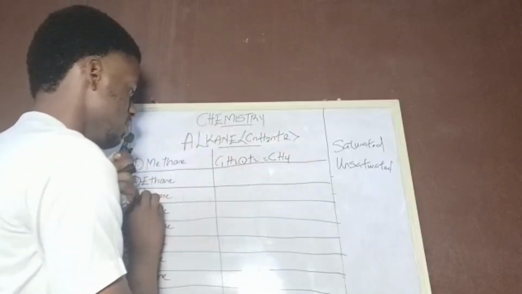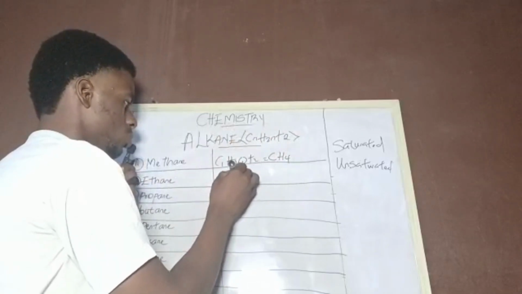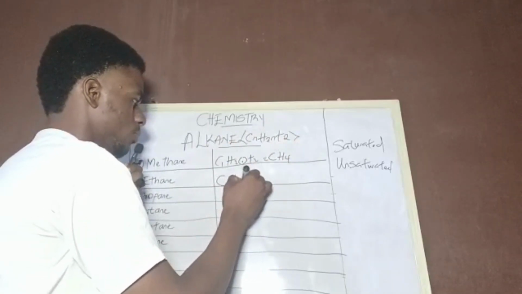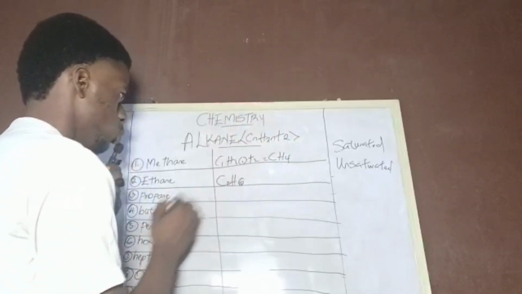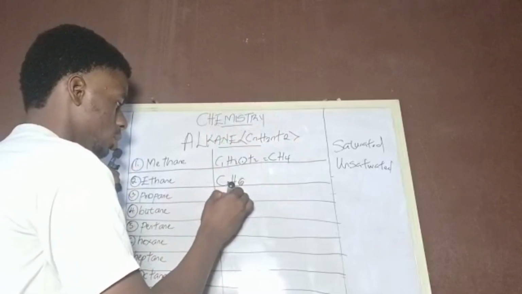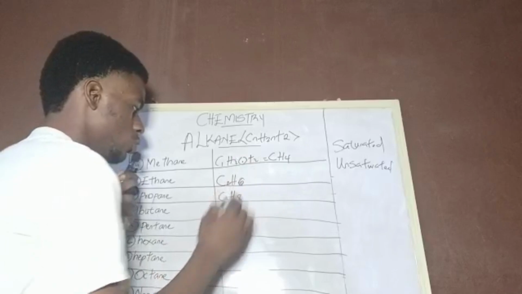Now we have ethane. Ethane is going to be 2. So we have C2, and H is 2 times 2, which is 4, plus 2, which is 6. C2H6. Propane is C3: 2 times 3 is 6, plus 2 is 8. So C3H8.